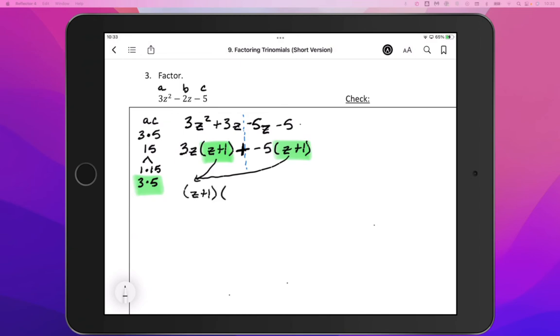And what remains is 3z plus a -5. We do need to clean up those signs. Let's do that. Z plus 1 times 3z minus 5. And that's going to be it for this one.